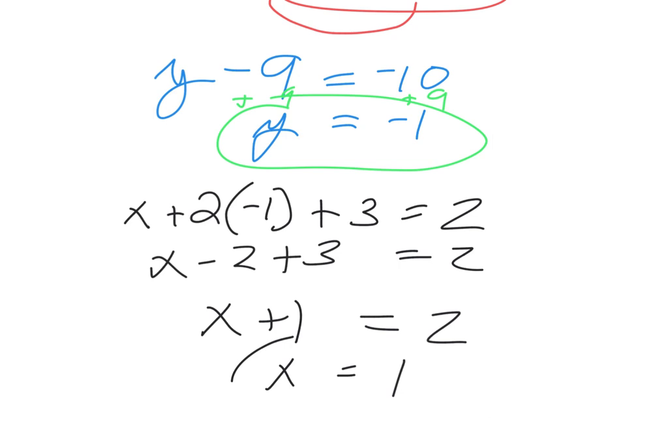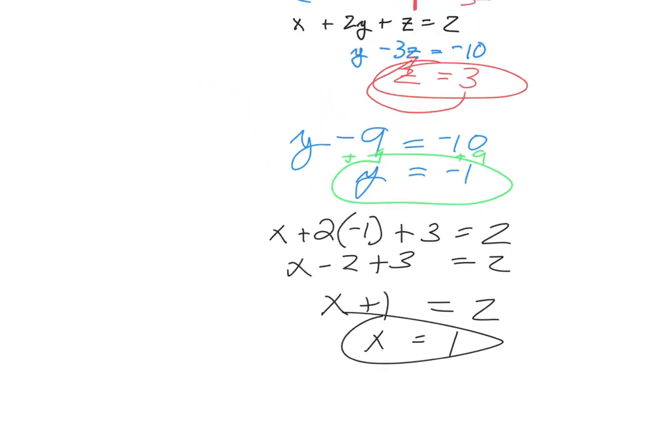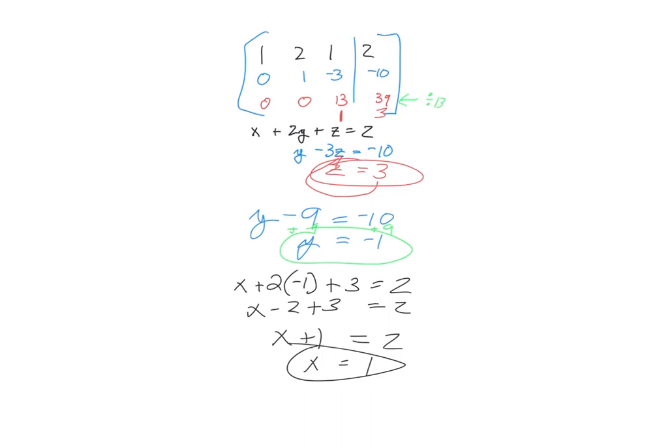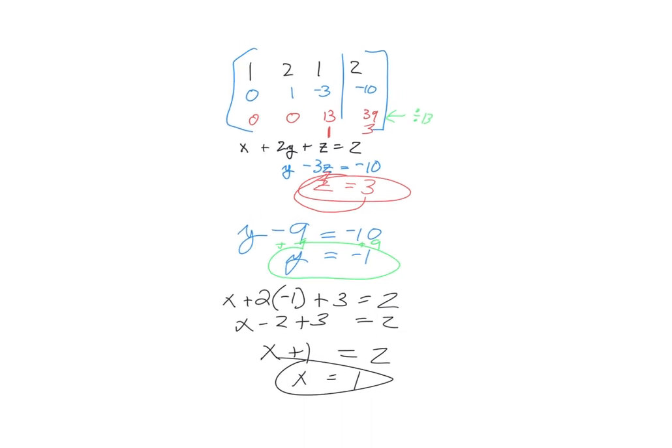X is 1. Now, ultimately, in the very end, I would go back and find out if I plugged this in for z, this in for y, and this in for x, back into all those 3 original equations, I should get the final equals that was indicated in that original problem.